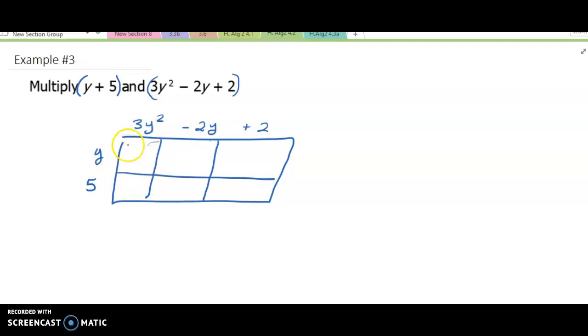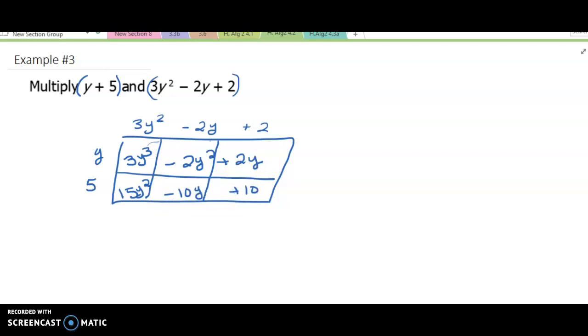So here, if we multiply the y and the 3y squared, we have 3y cubed. Okay, and then we have a minus 2y squared plus 2y. Okay, and then if I do top and bottom, so 3y squared times 5 is 15y squared. And then a negative 2y times 5 is just negative 10y. And then a plus 10.